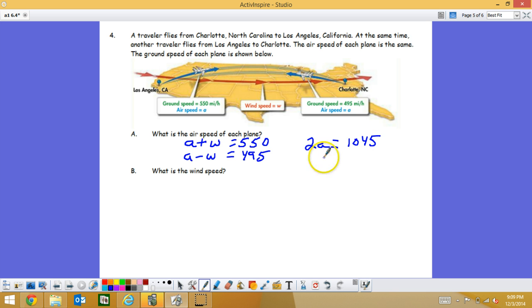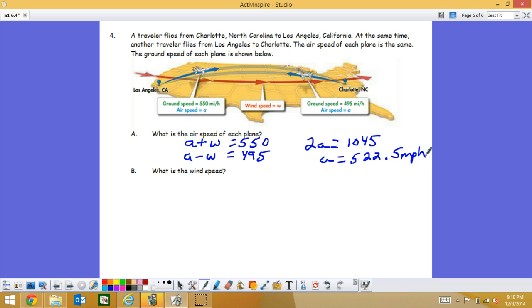So the airspeed of each plane is A. So we take 1,045 and divide it by 2, so the airspeed of each plane will be 522.5 miles per hour.